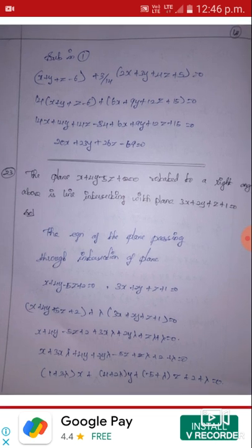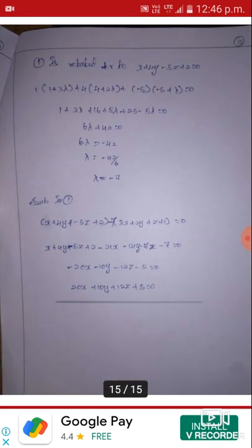Next question. The plane x plus 4y minus 5z plus 25 equal to 0 is rotated through a right angle about its line of intersection with the plane 3x plus 2y plus z plus 1 equal to 0. The equation of the plane passing through the intersection of the planes means we have to write the first plane plus lambda into second plane. The same procedure we wrote in the previous problem.